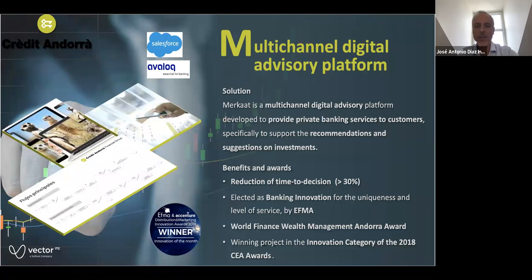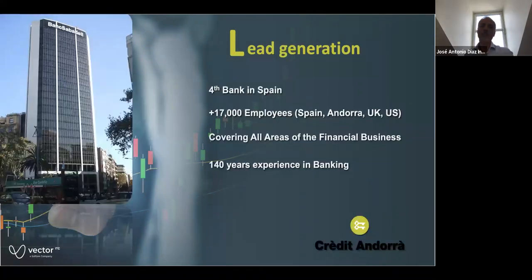So this was awarded with several prizes from different organizations, and is now a platform which is very important within the technological landscape of the bank. So this is the first point I wanted to outline, related to automation, as I said before. The second one, if you go ahead, please, Jose, has to do with the omni-channel strategy.